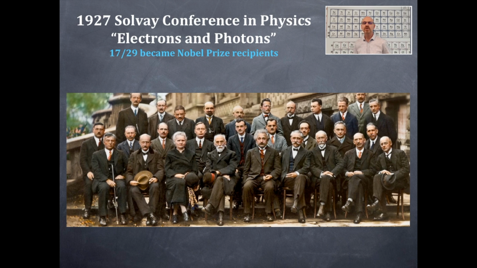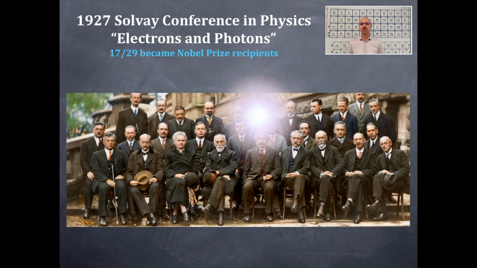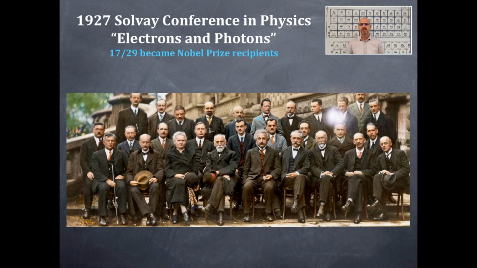And then right over here is this 1927 conference, and the title of the conference was Electrons and Photons. 17 of 29 of these became Nobel Prize recipients. That is amazing. Absolutely amazing. So I want to point out some of these Nobel Prize recipients with these shadows of light here. So you see that they are all over here. Incredible scientists at the time.